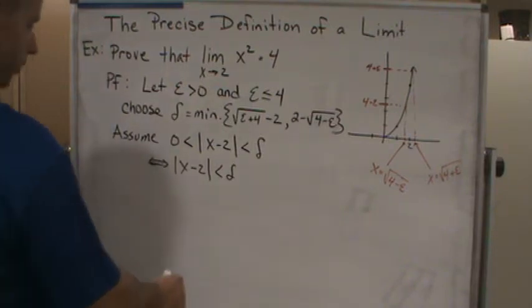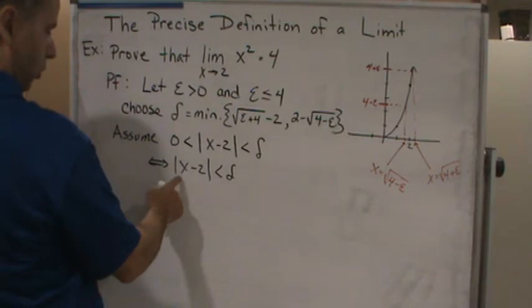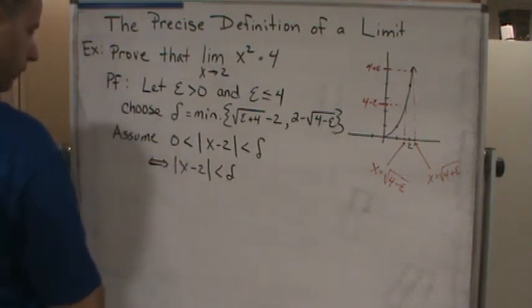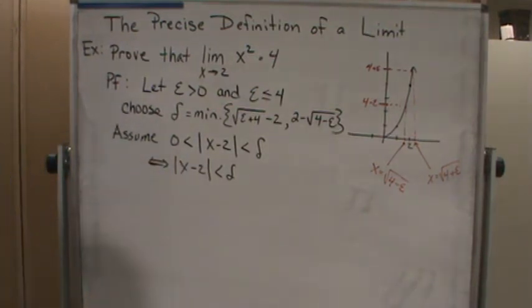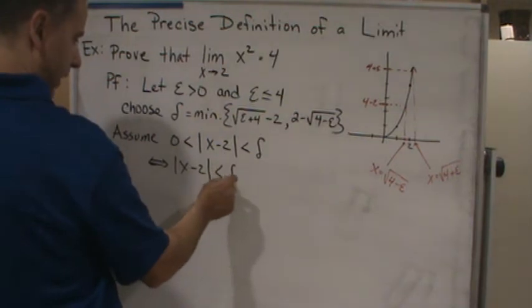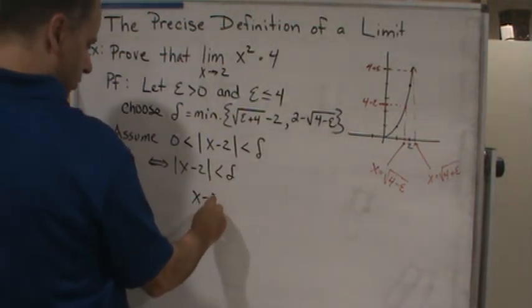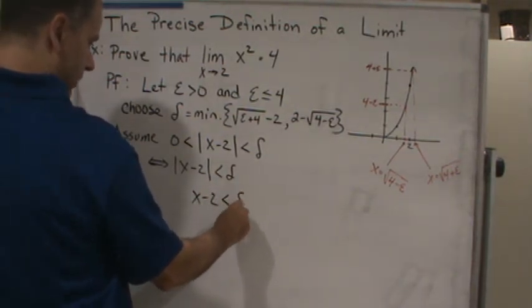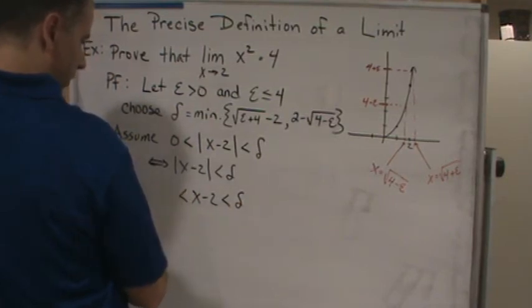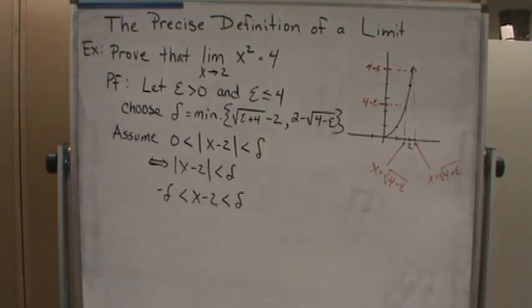So now what we're going to do is we're going to get rid of the absolute value sign and write this as an inequality. Okay? So in this inequality, since it's less than, we can write this as x minus 2 is less than delta and greater than negative delta, just using the definition of absolute value.